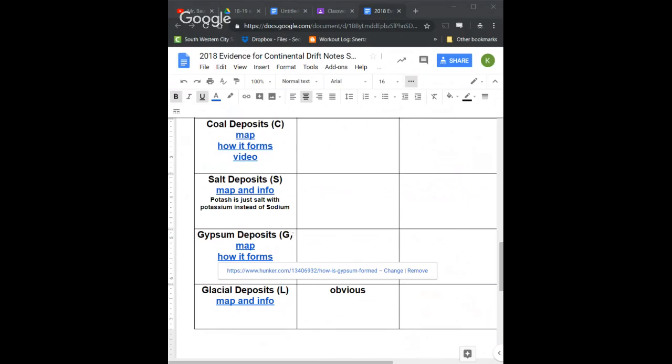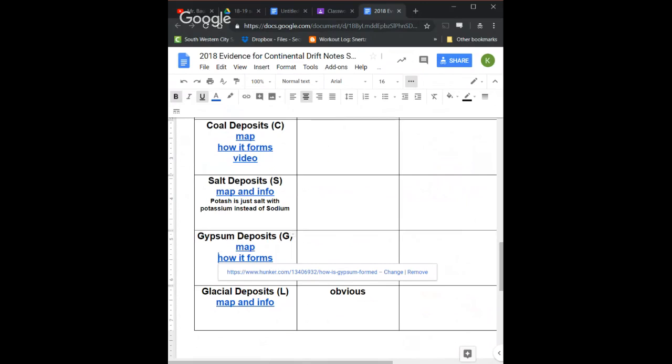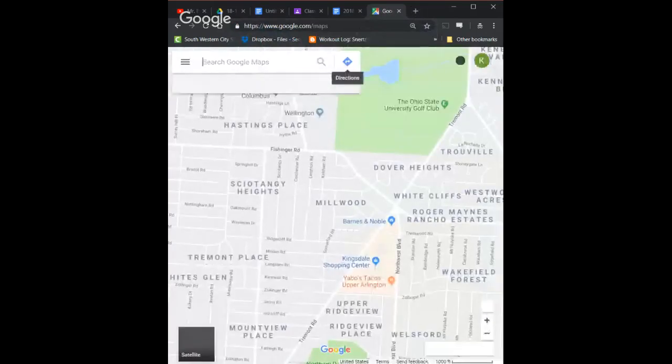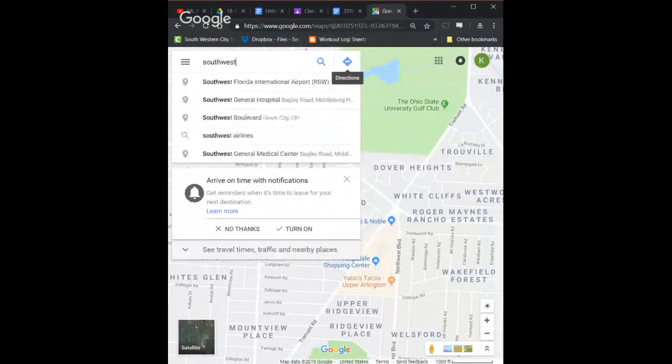I can't find where it's, oh, wait, it was asked by Lauren, sorry. Where is the Congo craton located and what is it made of? All right, I think I answered this one already, but I'll go back. Congo craton, West African highlands. So the Congo craton and the West African highlands are the same thing. Okay, so here's what it says. You'll have to look up the southwestern African highlands on Google Maps if you actually want to find its specific location. So here we go. Maps.google.com. What did I say? Southwestern African highlands.